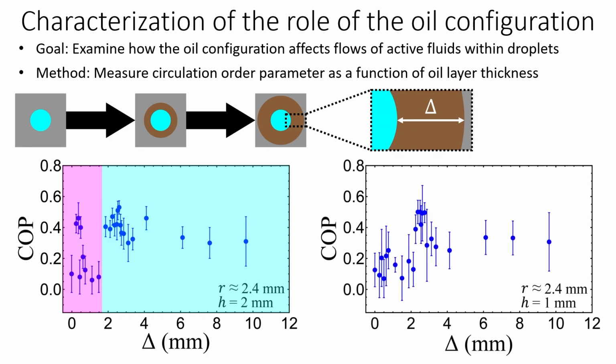To verify such a characteristic of influence is not limited to droplets of specific shapes, we repeated the measurements with different sizes of droplets. In this case, we kept the droplet radius the same but reduced its height. In this droplet, we observed similar characteristic. When the oil layer thickness was small, changing the thickness significantly altered the circulation order parameter. When the layer was sufficiently thick, the circulatory flows were almost independent of the oil layer thickness.